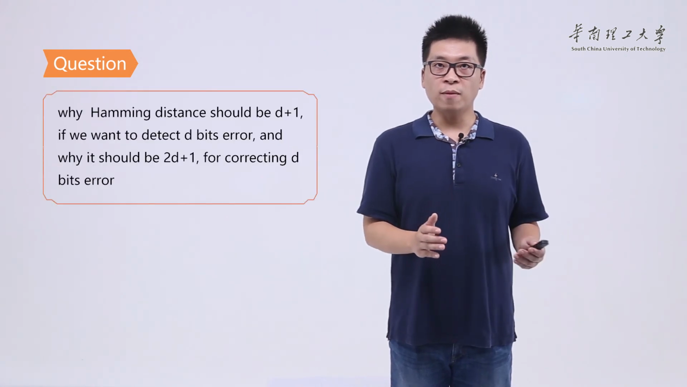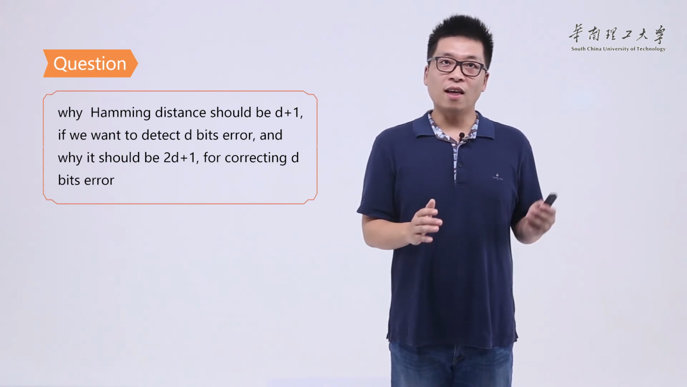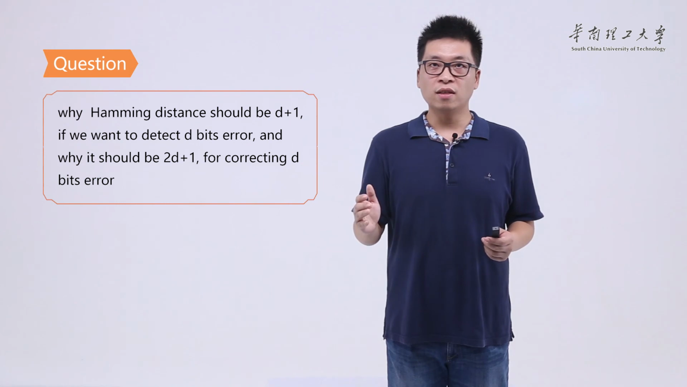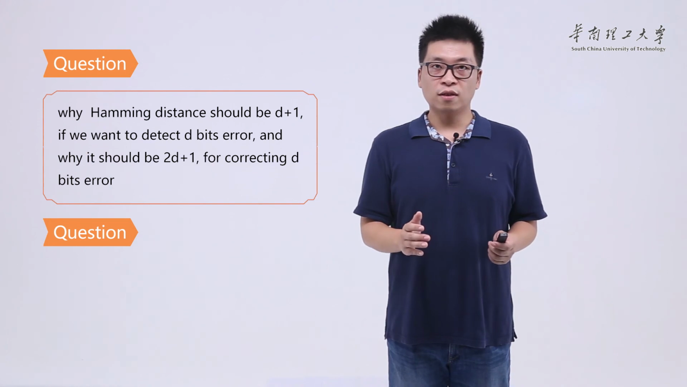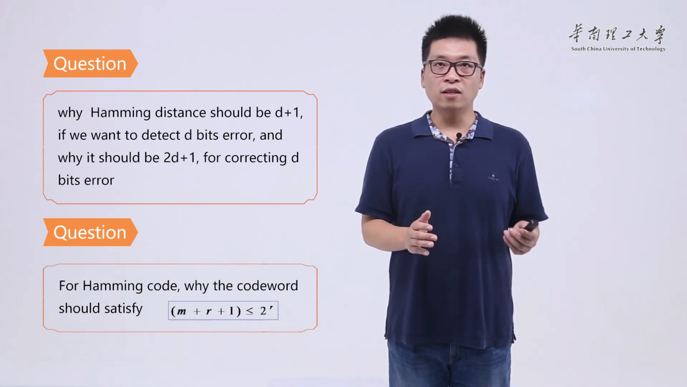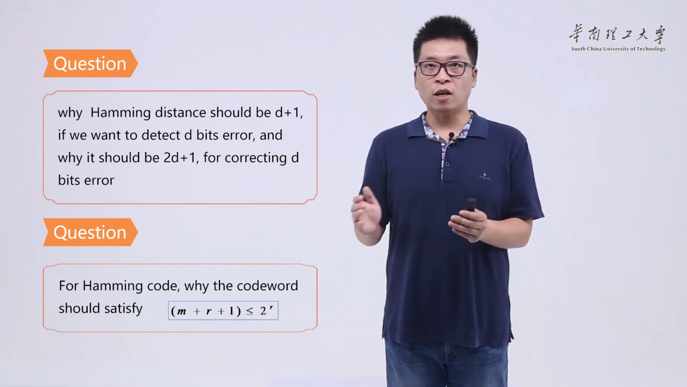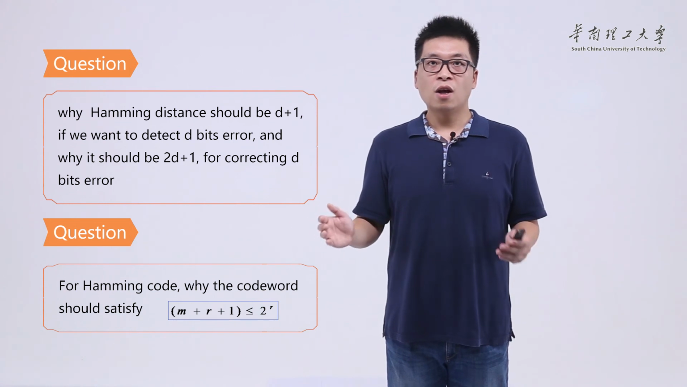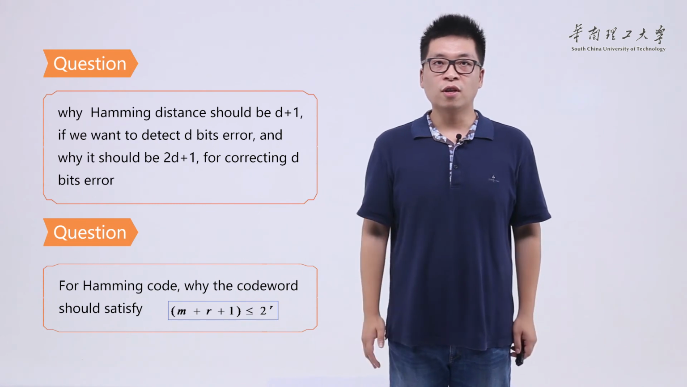At the end of this section, we have 2 questions. First, why should the Hamming distance be d plus 1 if we want to detect d-bit errors, and why should it be 2d plus 1 for correcting d-bit errors? The second question is, for Hamming code, why should the code word satisfy m plus r plus 1 less than or equal to 2 to the power r? How can we derive this formula? So those are 2 questions for you to think about. That's it for this session. Thank you.